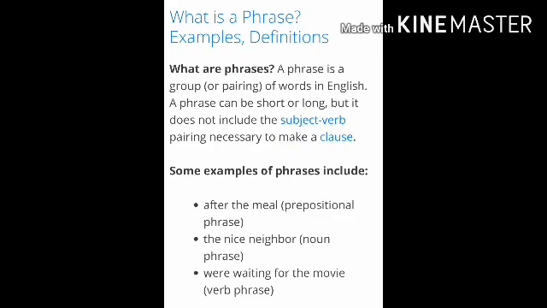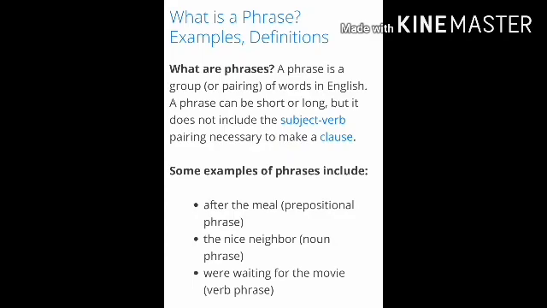The second example is the nice neighbor. Again there is no subject and verb combination, right? The nice neighbor. Yes, the neighbor is nice, but we are not talking about a particular subject and there is no action in it. And the last example is we're waiting for the movie, right? So here also we are not able to get who is the subject. So I hope this is clear to you all.